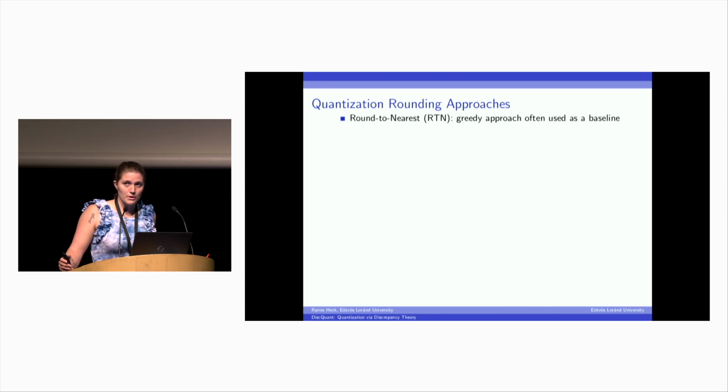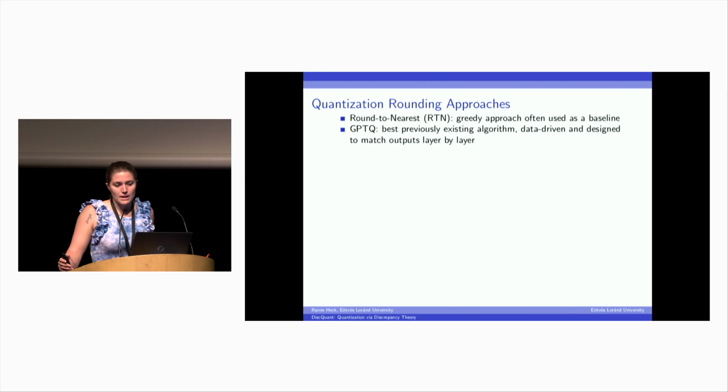Most of the literature on post-training quantization so far is focused on finding good quantization grids. There hasn't, to our knowledge, been a lot of research on quantization rounding approaches that are agnostic to the quantization scheme. So the two approaches in the literature are round to nearest, which is just the greedy approach, often used as a baseline, where you round each weight to its nearest point in the L2 norm in the quantization grid. And the state-of-the-art model previous to our paper is the GPTQ algorithm, which was an ICLR 2023 paper due to Frantar et al. It's a data-driven algorithm that's designed to match the outputs of the model layer by layer, which differs from our model because we round all of the weights at once.